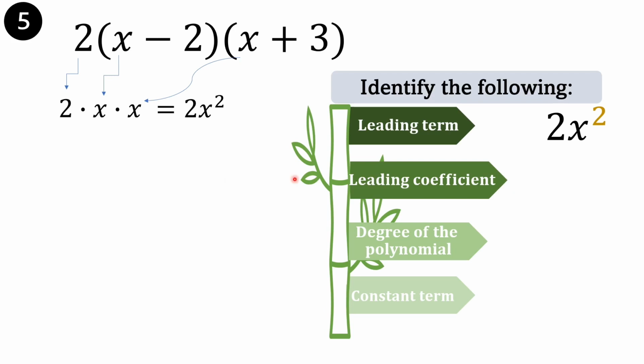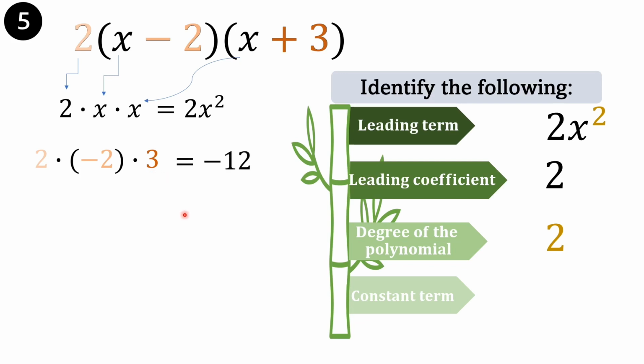In the leading term, we have the leading coefficient 2 and degree 2. For the constant term, we multiply 2 times the second term of the binomial x minus 2 times the second term of the second binomial x plus 3. So we have 2 times negative 2 times positive 3, which is equal to negative 12. That is the constant term.